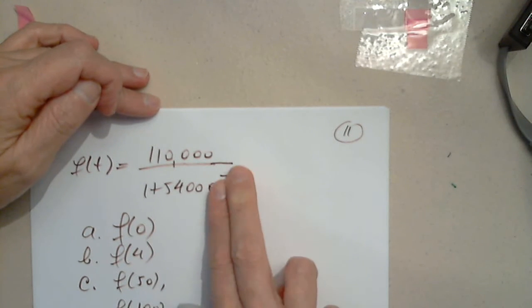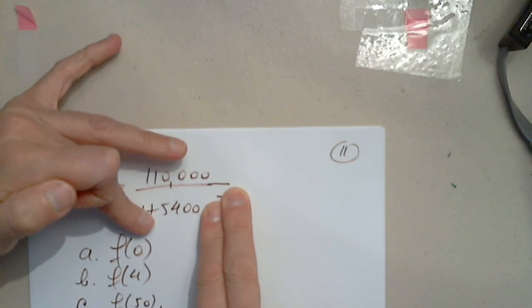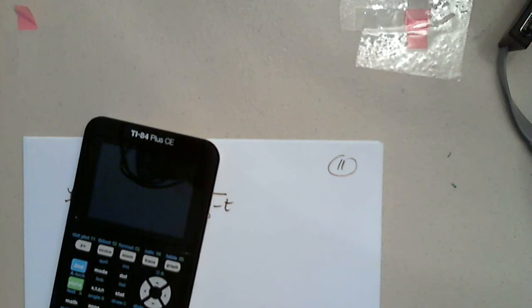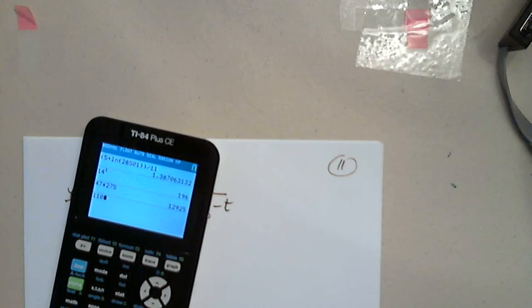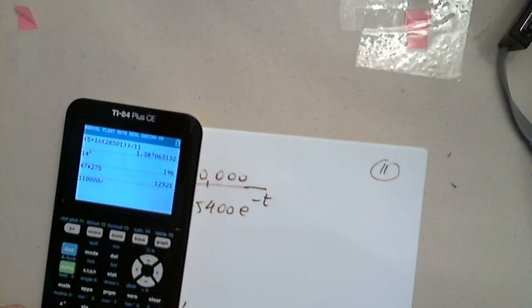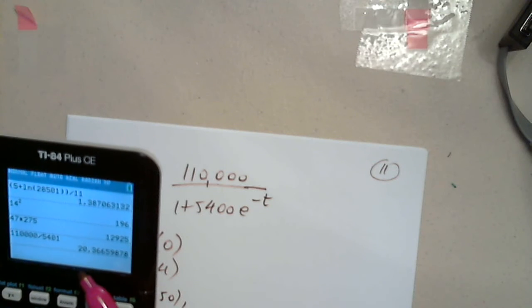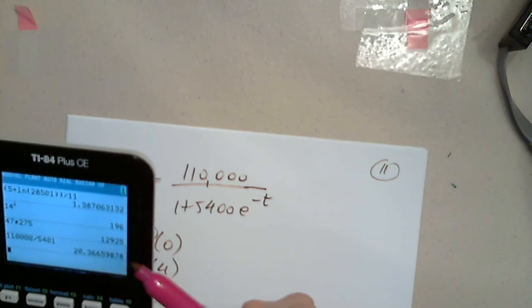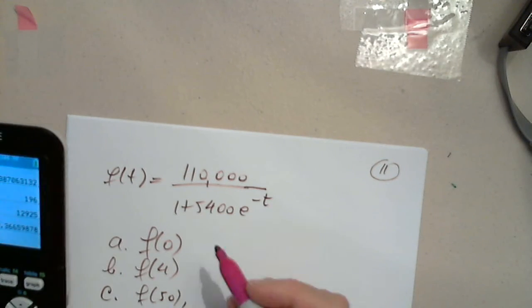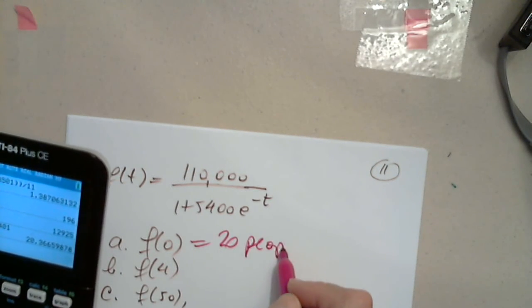So e raised to 0 is 1. 1 times 5,400 is 5,400 plus 1. So 110,000 divided by 5,401. And I cannot round up because, obviously, even if I had 20.8, I could not round up. I'm talking about people. So 20 people.